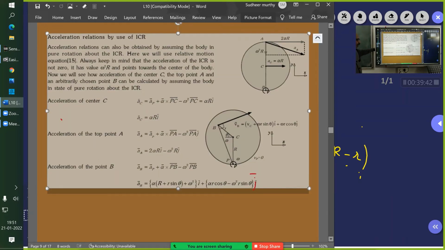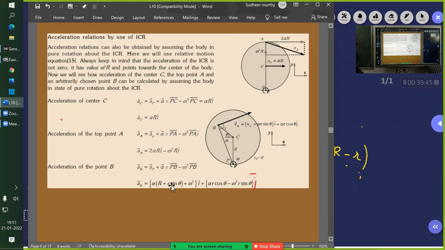Okay, sin theta is 1. Then this r becomes capital R. So this becomes 2 alpha r, and omega square I cap. The same equation. It may or may not become R.